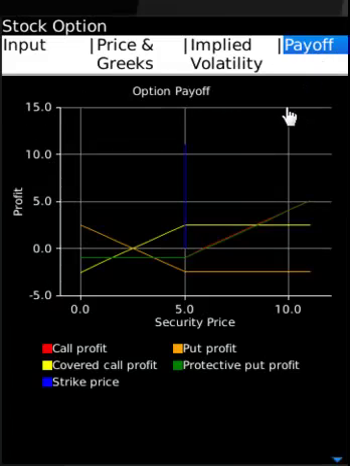So now let's take a look at the payoff charts. What we have here is we have the call profit, the red line. We have the covered call profit, the yellow line, put profit, the orange line, and we have protective put, and this is the strike price. So we covered the stock option.